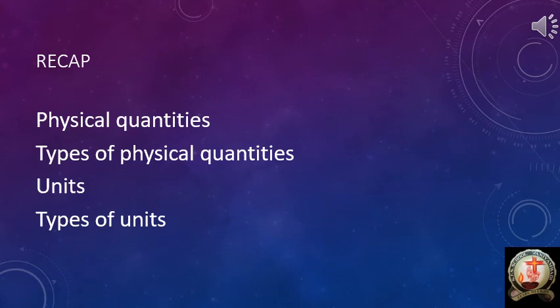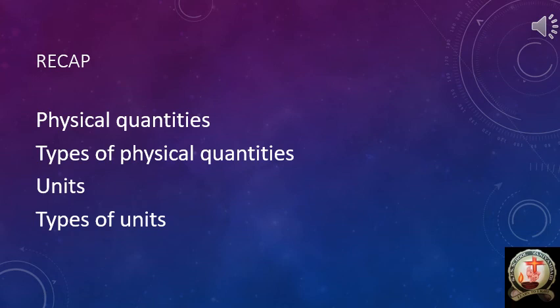From the last 20 minutes, what we discussed, I will revise that. Today's first topic is physical quantities. I already explained the definition: a physical quantity is nothing but a measurement of any substance. Next is types of physical quantities. How many types? 2 types. First is the fundamental physical quantities and second is the derived physical quantities.